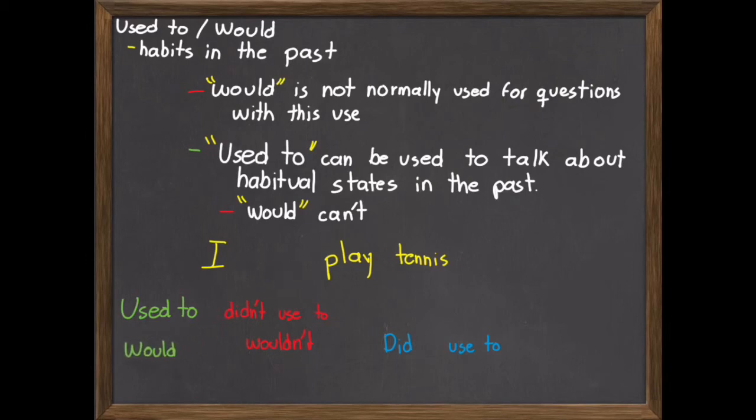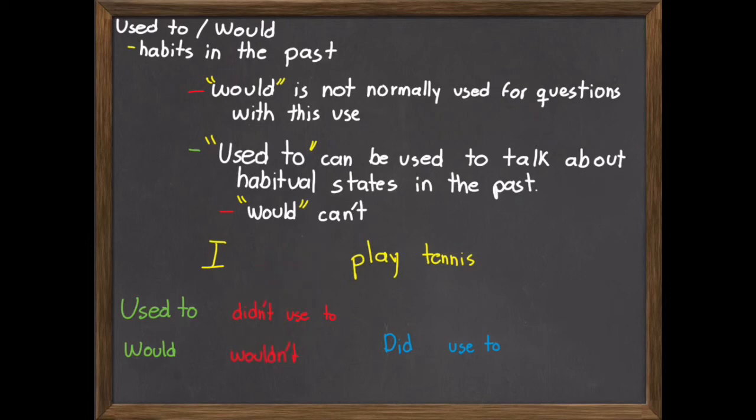Now, if you're talking about a negative sentence, for example, I don't play tennis, or in the past, I don't have the habit of playing tennis, you can say, I didn't used to play tennis. Or, I wouldn't play tennis. Like this. I wouldn't play tennis.